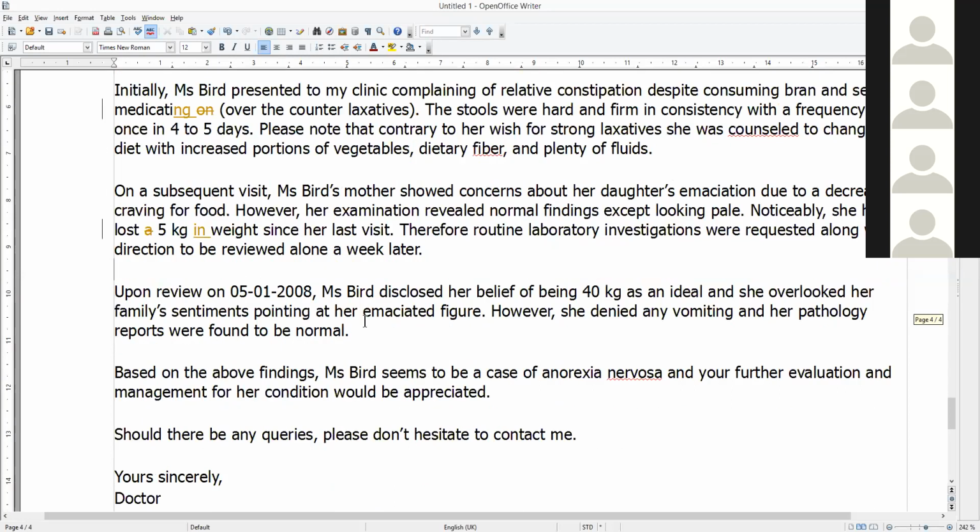Direction to be reviewed alone. Disclosed her. Oh, yeah, good verb. She overlooked her family's sentiments, pointing at her emaciated figure. She's not out of a concentration camp. Emaciated. I think that's a little strong. And pathology was found to be normal, but the findings seem to be the case for evaluation, mental condition would be appreciated. Okay, now that isn't bad. I will just watch this. Emaciated. That's like a concentration camp, you know. She's a little bit thin, but she's not emaciated. Not yet, in any case.